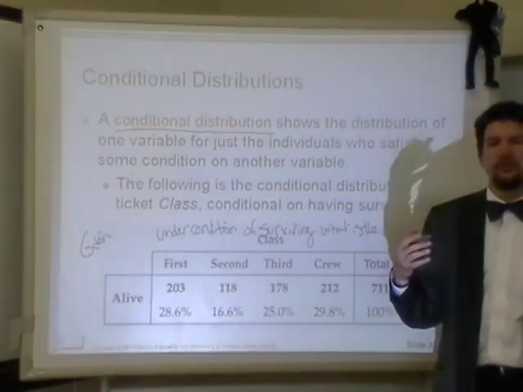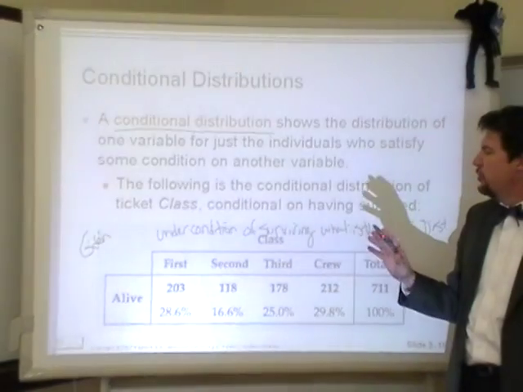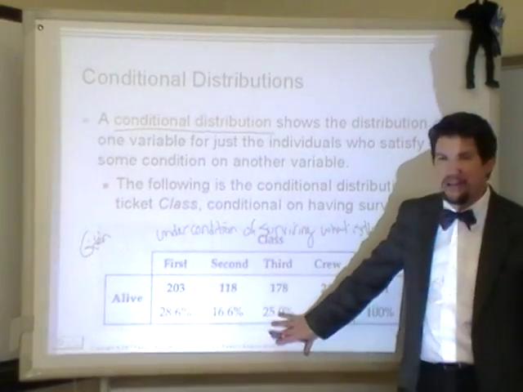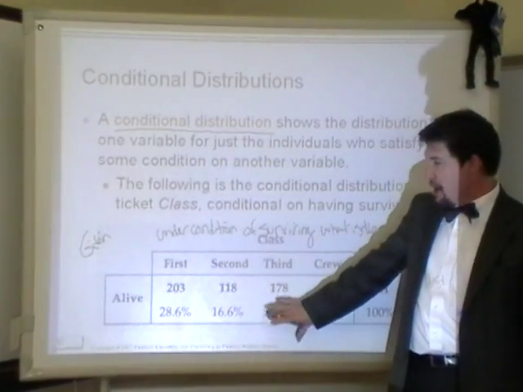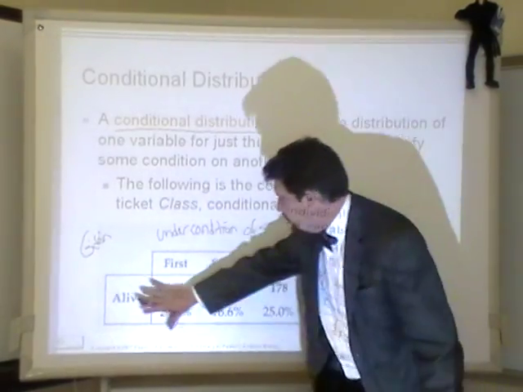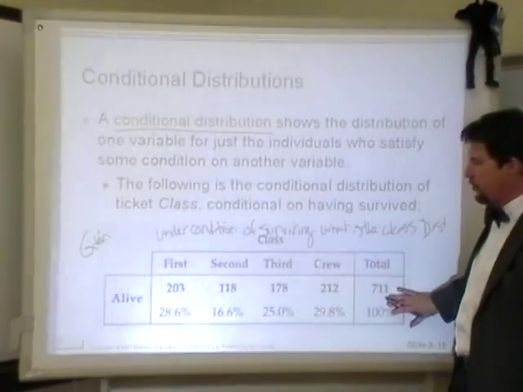How did that survival group break down? And what you're doing realistically is you're going to that distribution and you're redefining what your population is. My population is no longer the entire number of people on the boat. It's just those that survived.